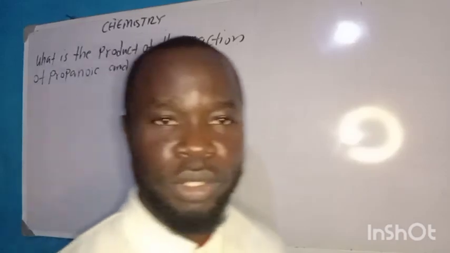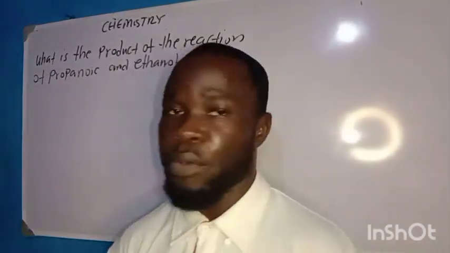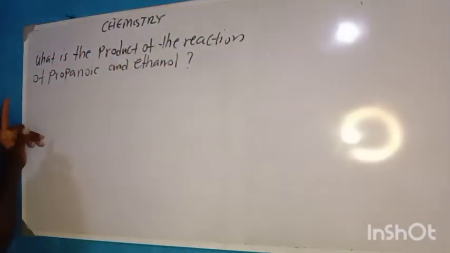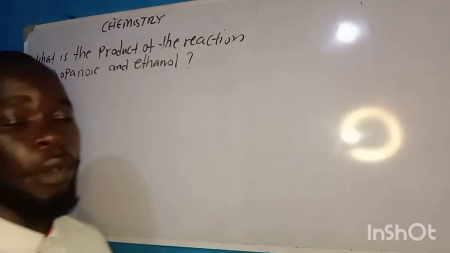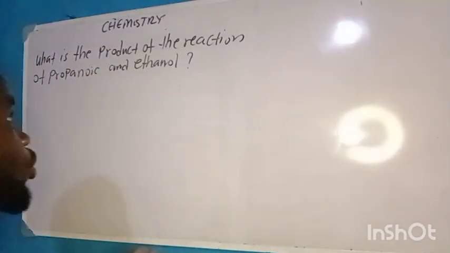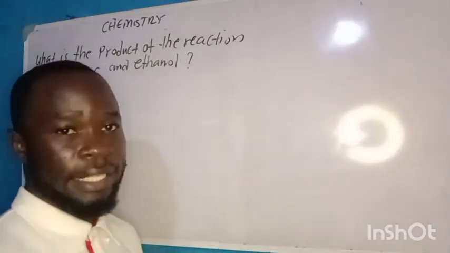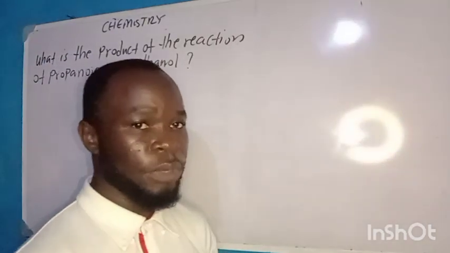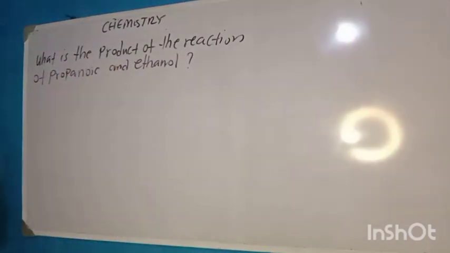So one of my fans said I should help with this question. The question says: what is the product of the reaction of propanoic acid and ethanol? Now to answer this question, you have to take note of one thing. There are two functional groups that are reacting here.